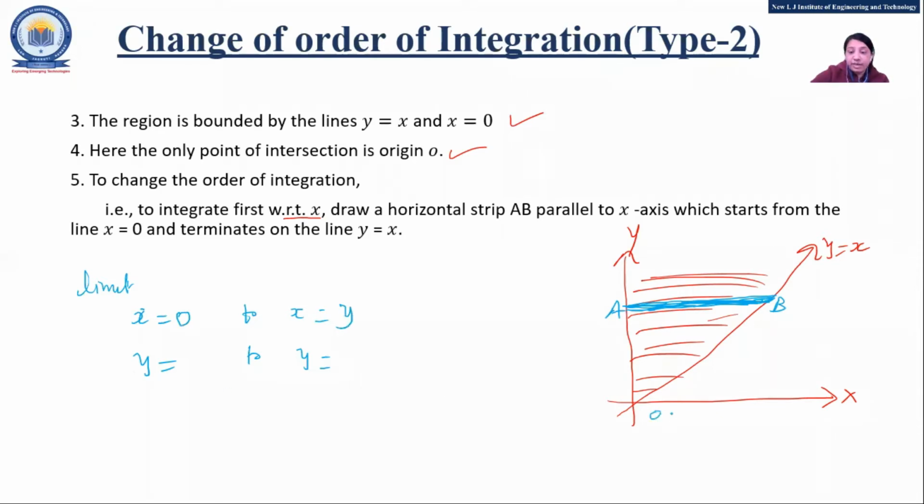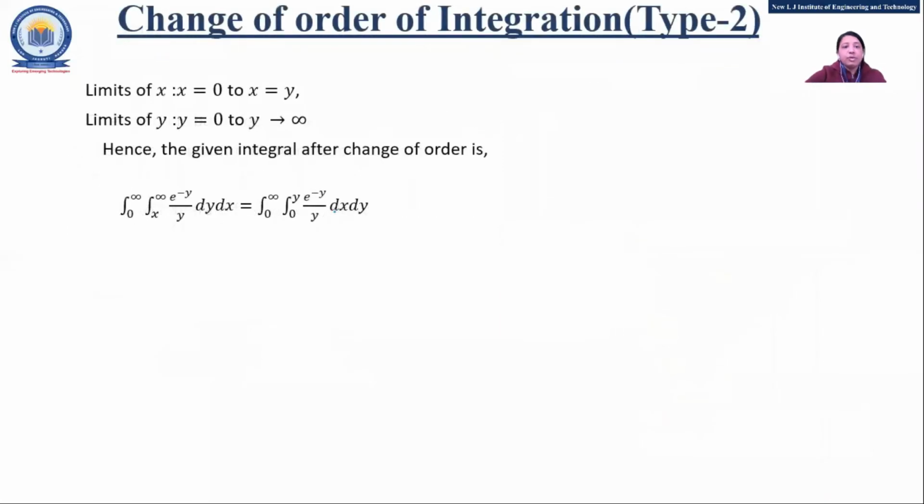Now for y. So y, this is my origin. It will start from 0, same as the first example, and it will go up to infinite. You have to move this horizontal strip in the vertical direction, right? So y equal to 0 to y equal to infinity. Any doubt in this limit? Fine. So we now have our new limits. So you can see here it is written, right? The change of order of integration is now written.